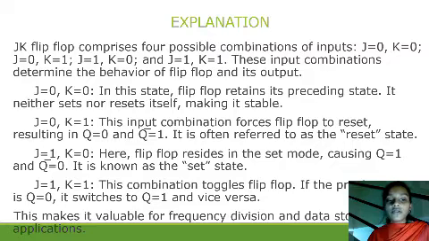J equals 0 and K equals 1. This input combination forces the flip-flop to reset, resulting in Q equals 0 and Q dash equals 1. It is often referred to as the reset state. J equals 1 and K equals 0. Here the flip-flop resides in the set mode, causing Q dash equals 0 and Q equals 1. It is known as the set state. J equals 1 and K equals 1. This combination toggles the flip-flop.